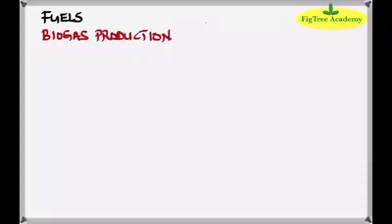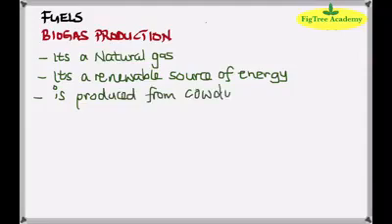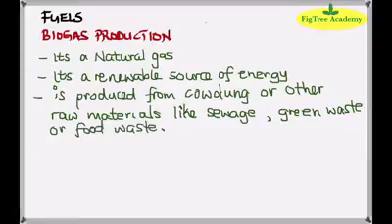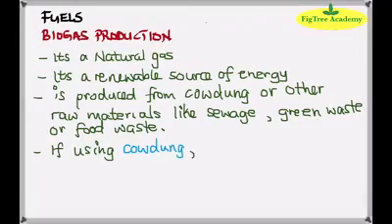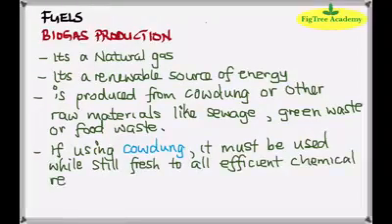In this lesson, we are going to look at the production of biogas. We are still on fuels. Biogas is a natural gas which is used for heating or cooking purposes. It can also be used for lighting purposes. It's a renewable source of energy, and it is usually produced from fresh cow dung and water.